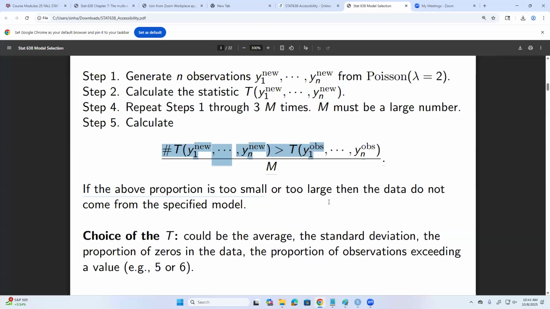Another thing, choice of T. This choice of the statistic could be the average, it could be the standard deviation, it could be the proportion of zeros in the data because I'm talking about count data, or the proportion of observations exceeding a value, 5 or 6. Why 5 or 6? Because in this example, I wanted to verify if something is coming from a Poisson distribution with mean 2. So 5 and 6 are towards the right tail of the distribution. Therefore, I chose 5 or 6. But this concept is applicable not necessarily only for the Poisson distribution. It is applicable for any distribution if you want to verify.